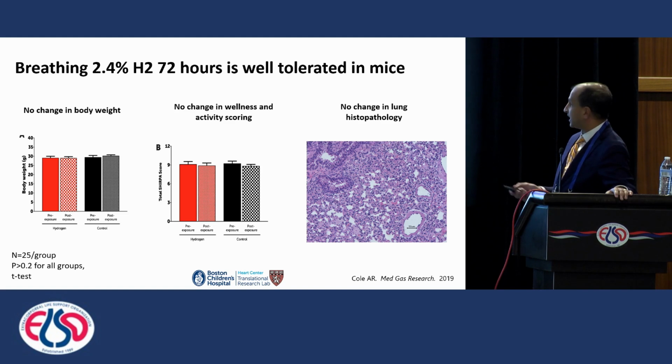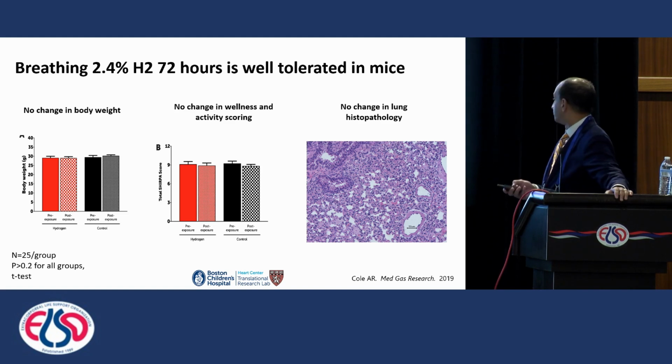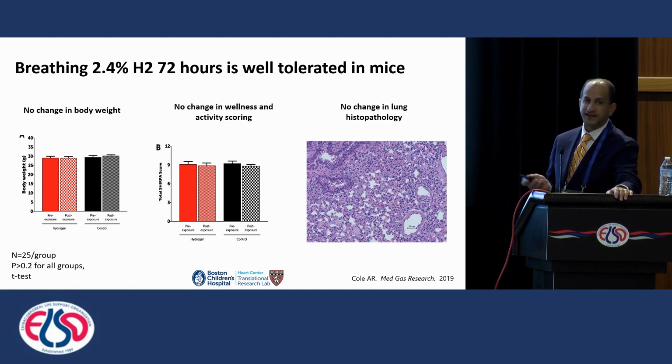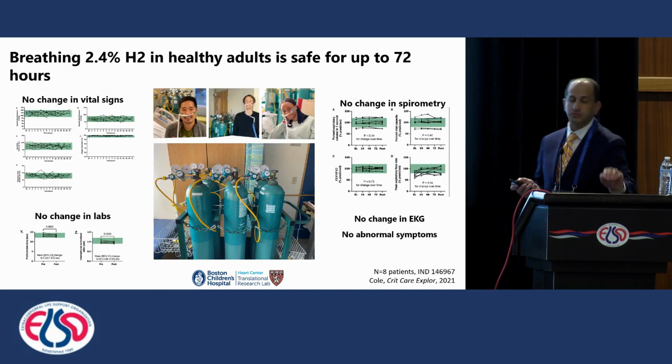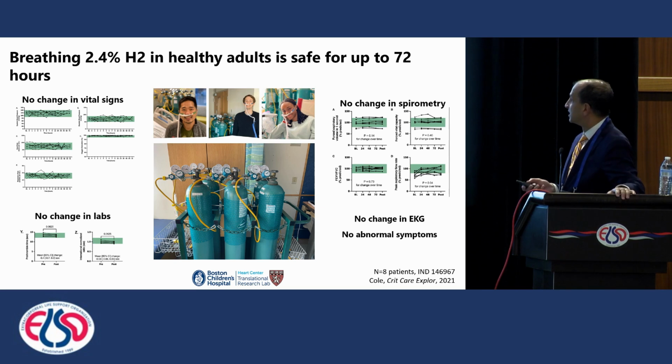We then did a very brief study in 25 mice showing that mice tolerate breathing 2% hydrogen quite well. And so then we went to the FDA and said, we think we're ready to try this in humans. There had been several other studies not in the US and not FDA regulated. This was the first FDA regulated trial of hydrogen.